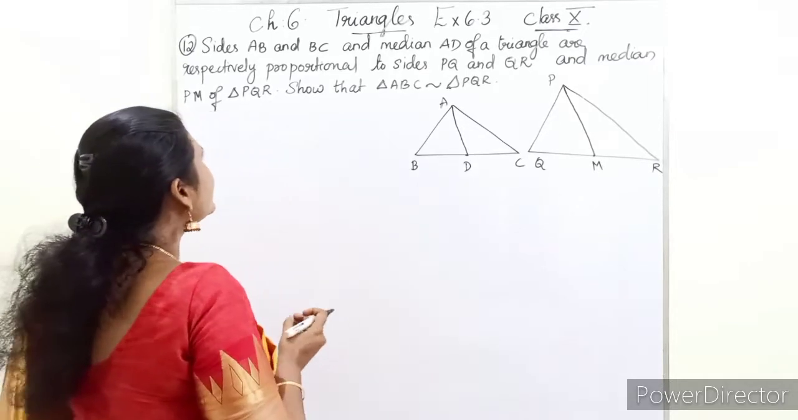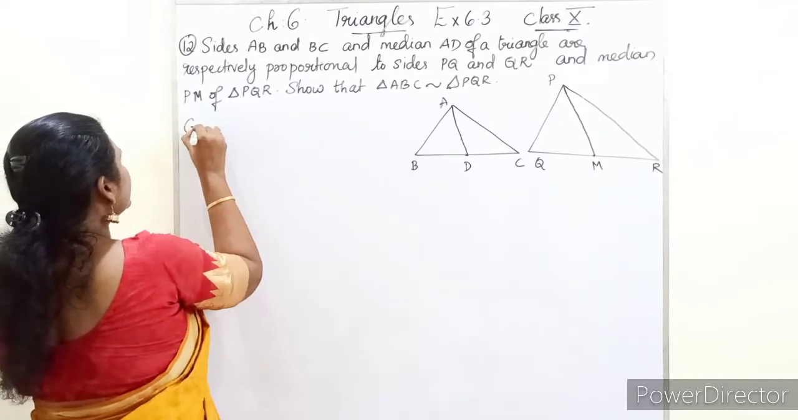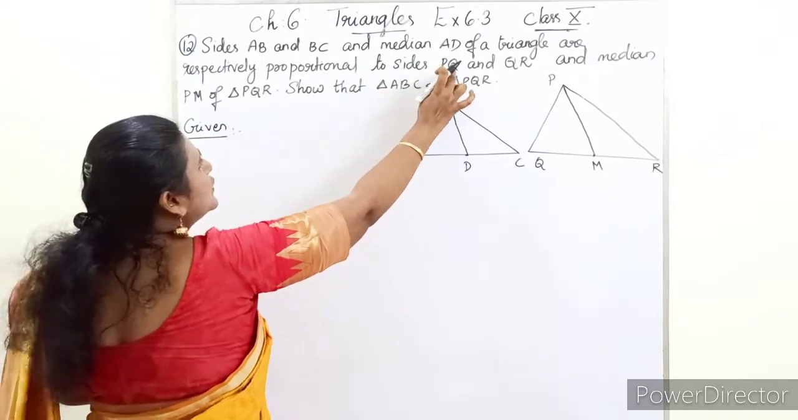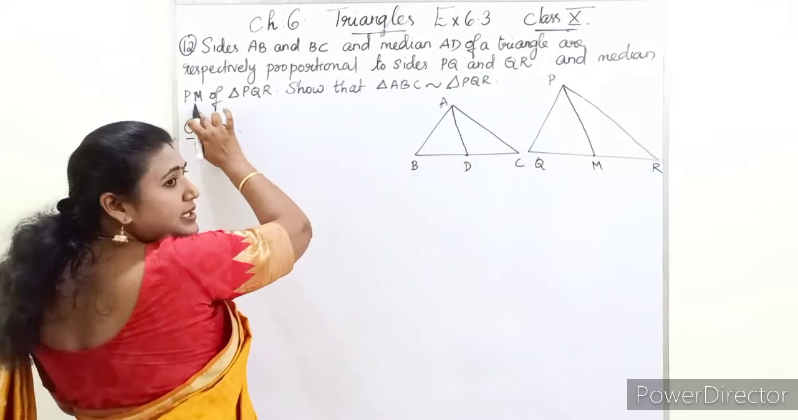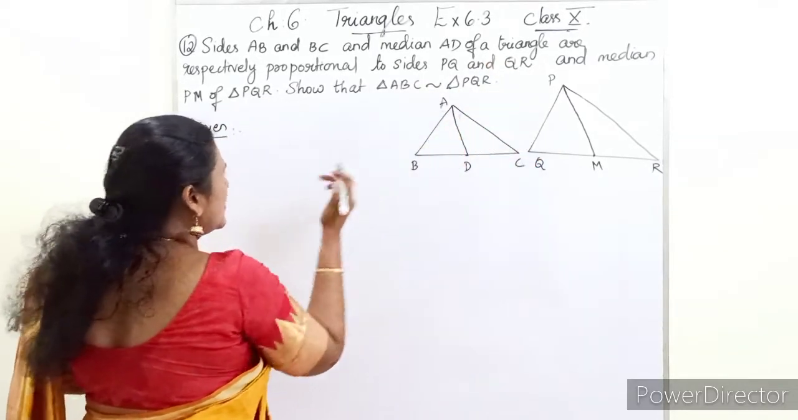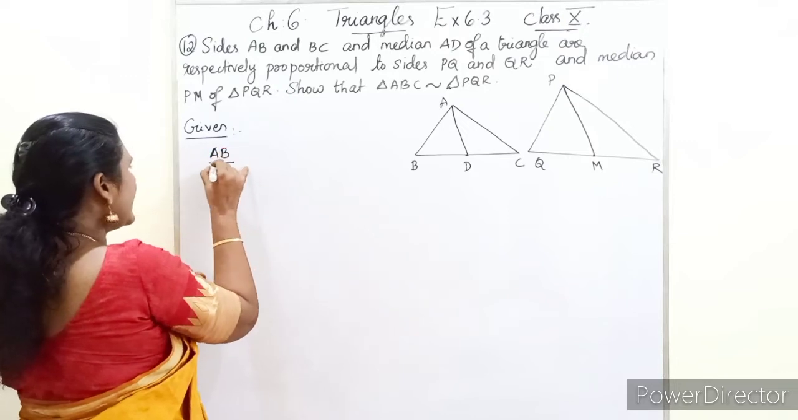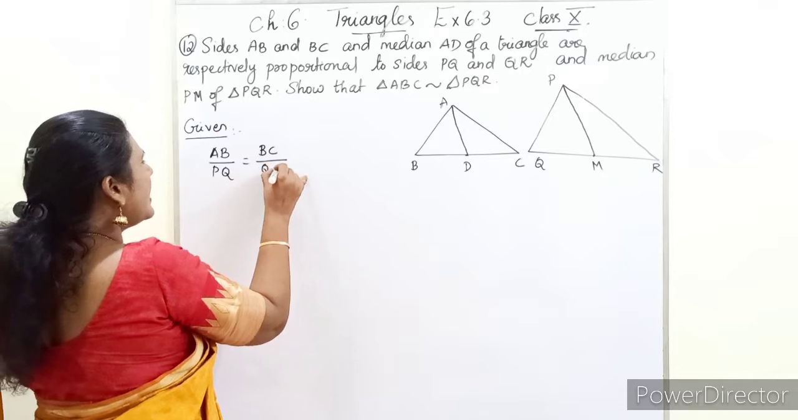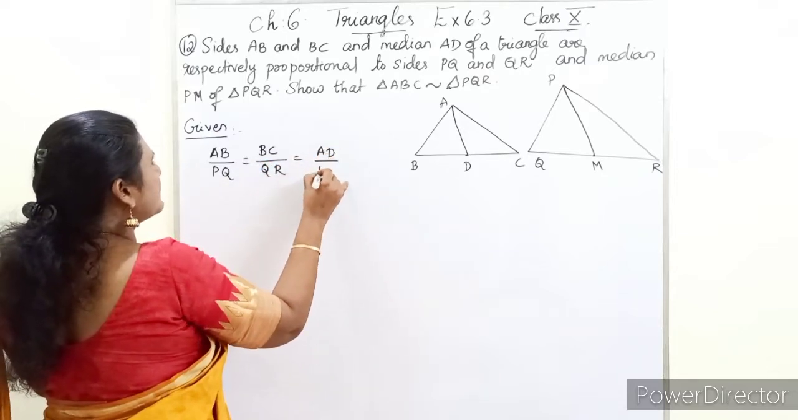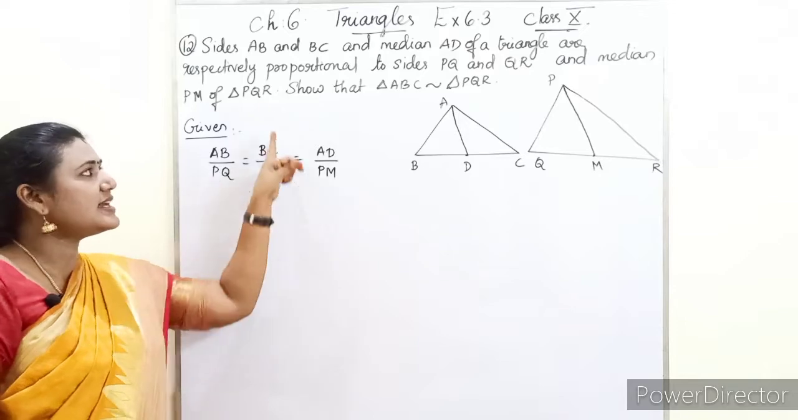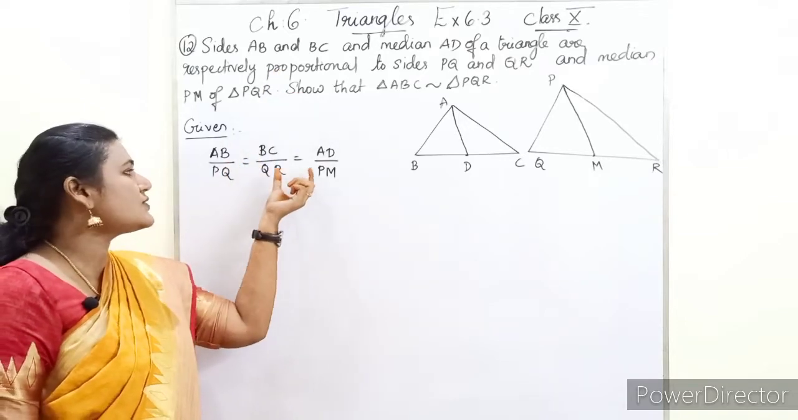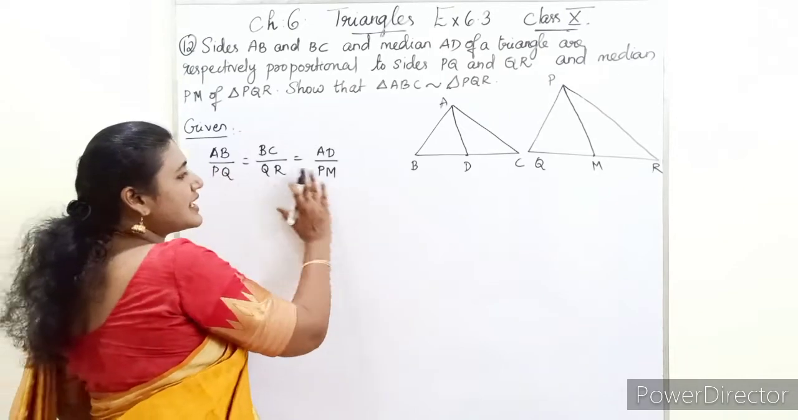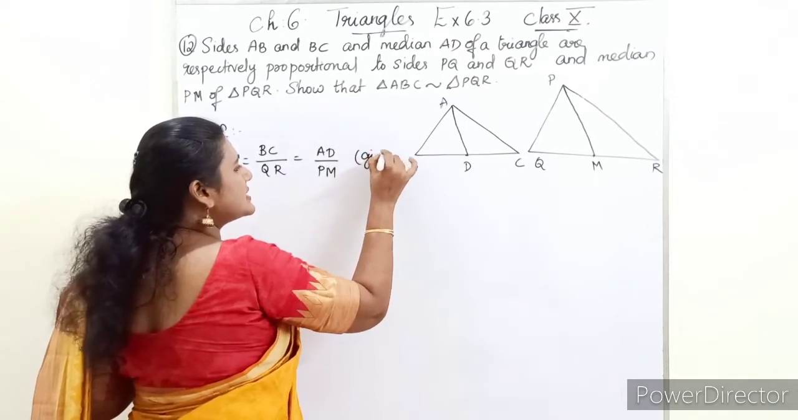Now what are the conditions given in the question? AB, BC and AD are proportional to PQ, QR and PM. So we will have this condition, AB by PQ and BC by QR and AD by PM. So this condition is given in the question. So the sides ratios are equal, that is sides and the medians ratios are equal.